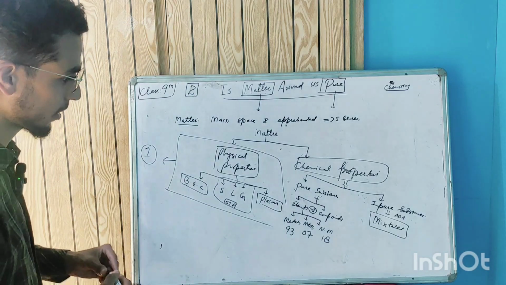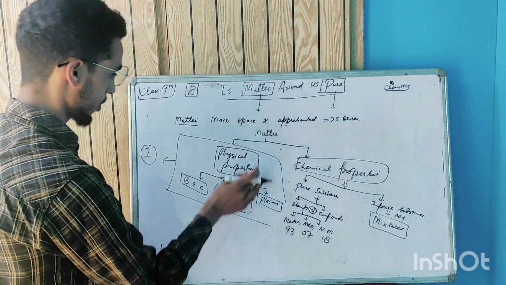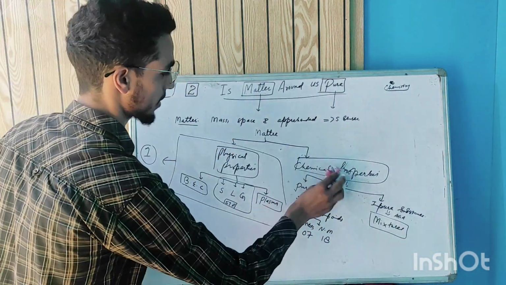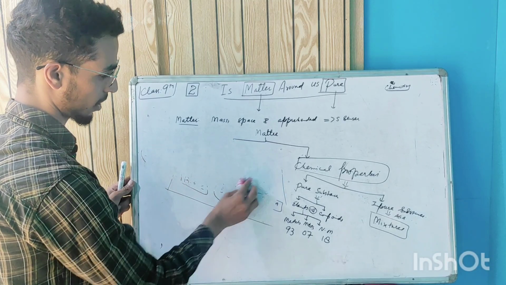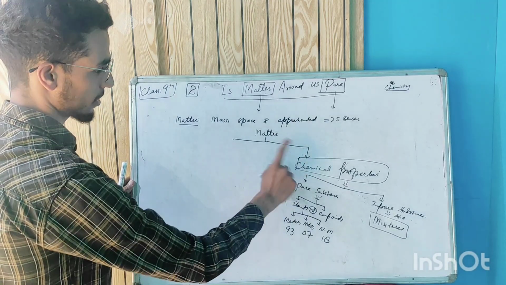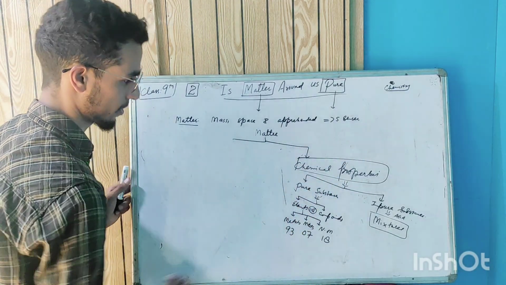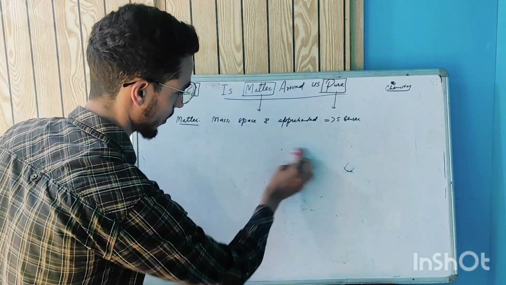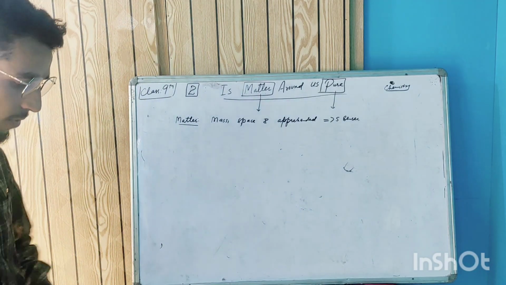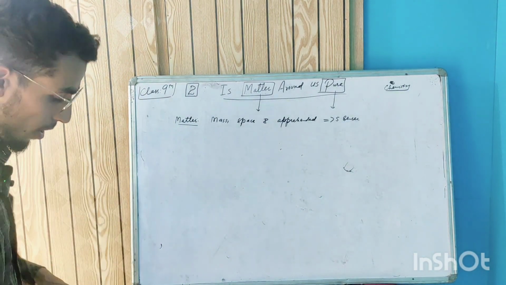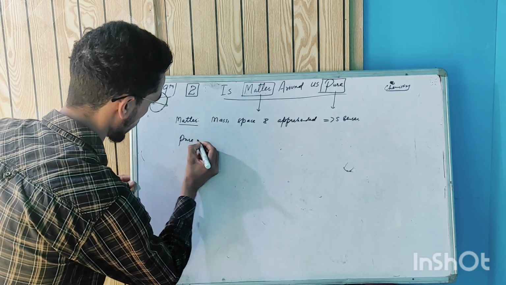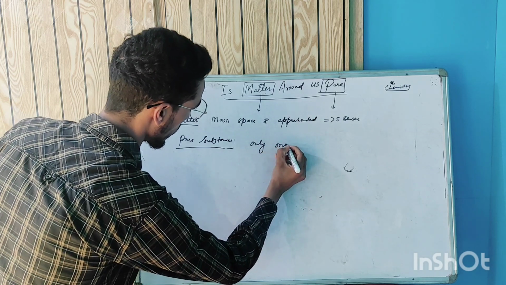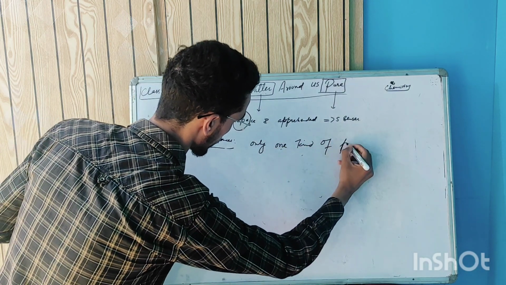Now coming to our main topic, pure substance, because the earlier part belongs to the first chapter and this is the part of the second chapter, based on chemical properties. So let us delve into pure substance. As we know from the word, pure means having only one kind of particles. So a pure substance consists of only one kind of particles.